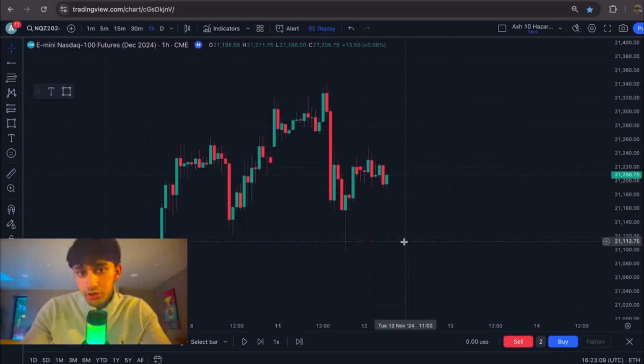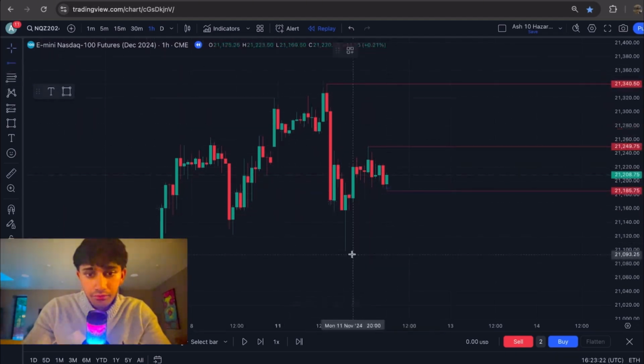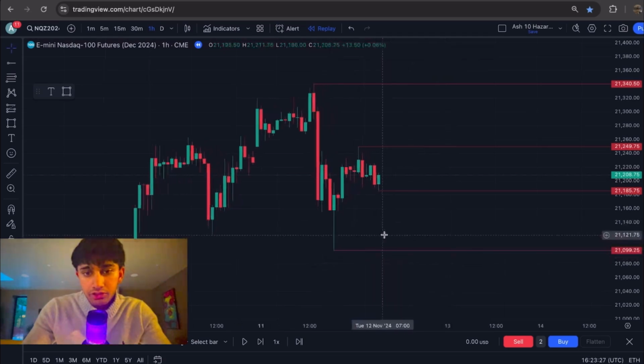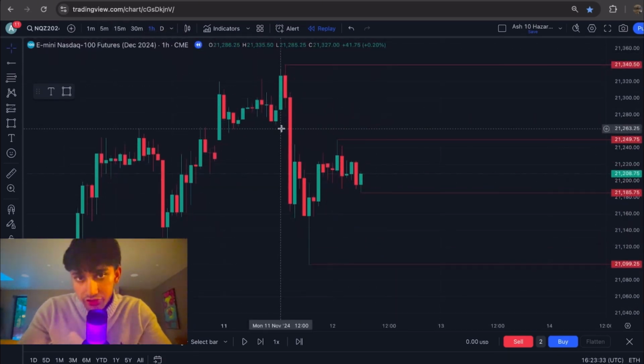Firstly, we're going on to the 1 hour time frame, and we're marking out the major highs and lows, which will be our buy side and sell side liquidity levels. So this would be our liquidity levels coming into the London session. Obviously, the most important thing with London session liquidity is Asia session. You always want to look for Asia to be swept or taken out at some point.